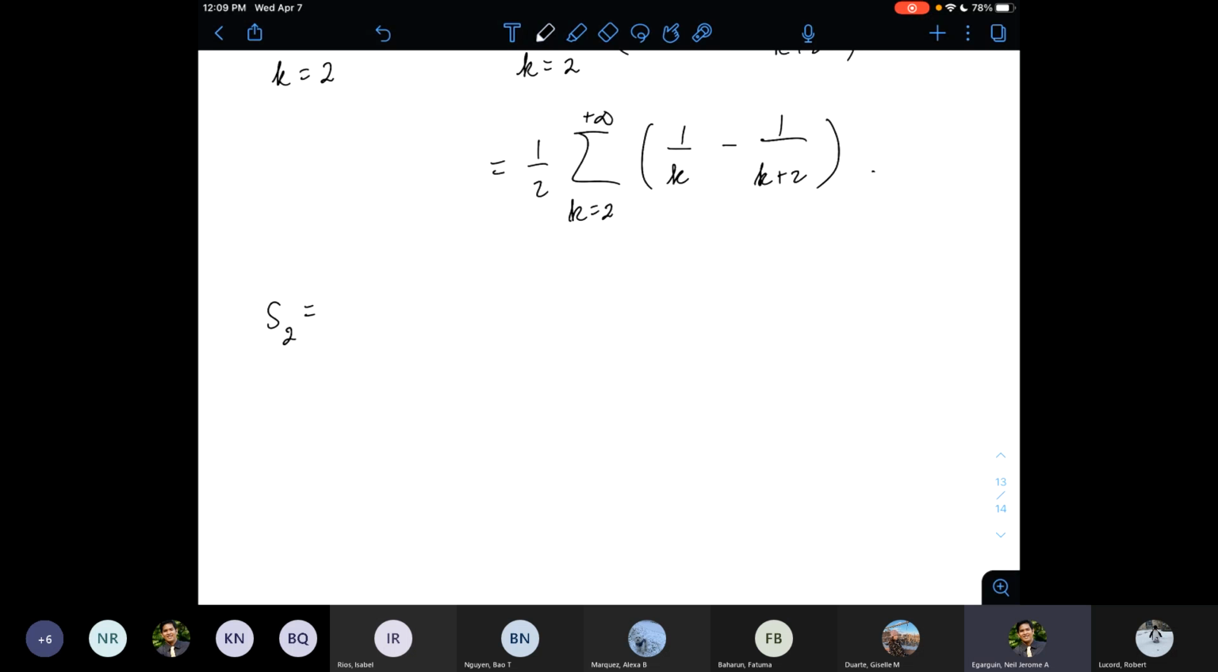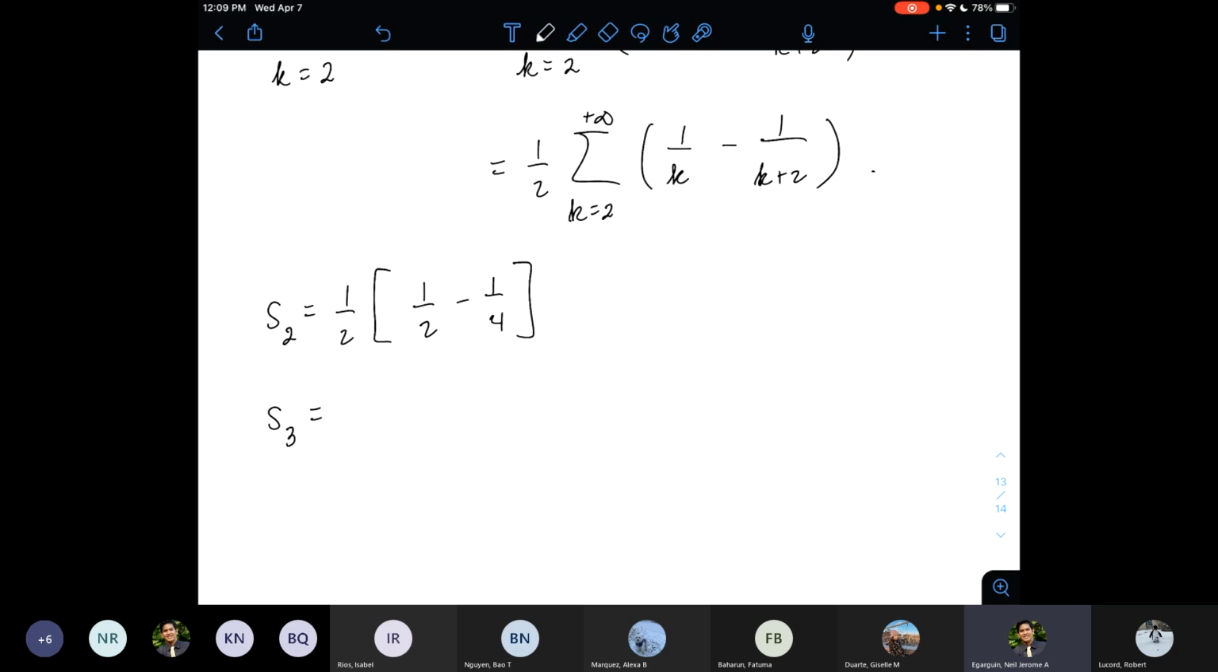S2 is the sum from the start of the summation until the second term, or the term when k equals 2. So this would be 1/2, and then I'll plug in k equals 2 to this. So what we'll get is 1/2 minus 1/4. That's the first partial sum.